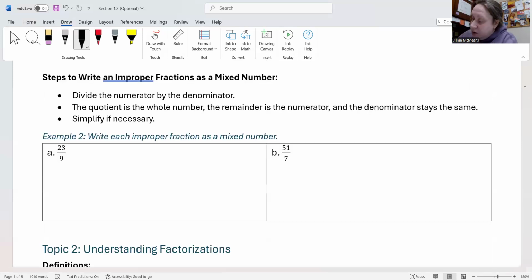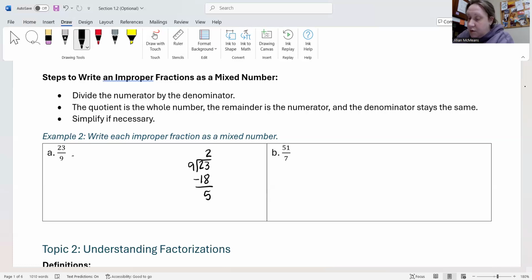I take 23 and I divide it by 9. So we just want to kind of set up for long division. I know that 9 will go into 23 twice. 2 times 9 is 18. That's as close to 23 as I can get without going over. So I put a 2 here. I then take 2 and I multiply it by the 9. So 2 times 9 is 18. I subtract, and that tells me that I have 5 left over.